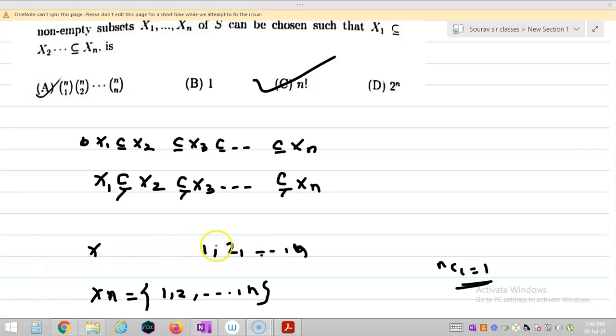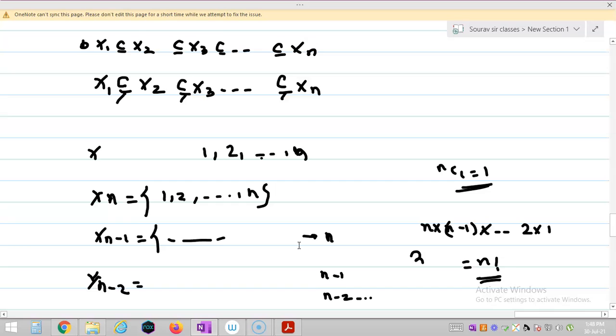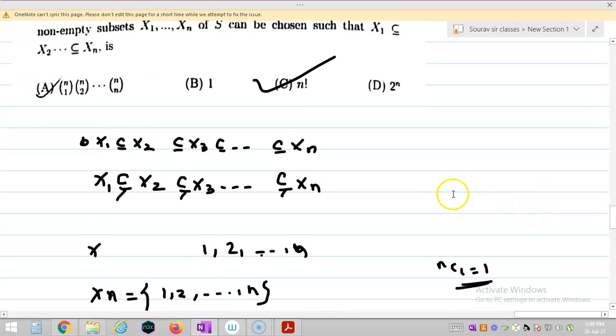Are you getting my point? I am repeating my argument again. As xn contains all the n elements, xn contains 1 up to n. xn minus 1 contains n minus 1 elements, so among these n elements you have to discard one element, so you can choose it in nC1, that is n, ways. Now xn minus 2 contains n minus 2 elements, so among the n minus 1 elements you have to discard one element, so there are n minus 1 ways. Similarly, n into n minus 1 into n minus 2 up to 1 ways. So that is n factorial ways. So the answer to the question is n factorial.